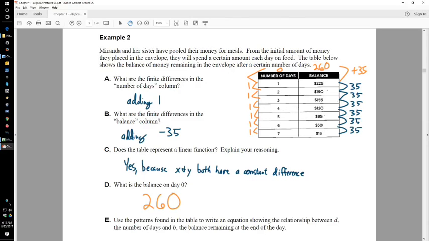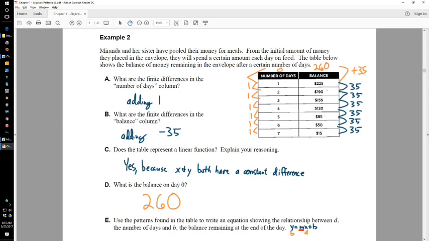Then it says use the pattern found in the table to write an equation showing the relationship between D, the number of days, and B, the balance remaining at the end of the day. Remember, this is linear, so it's y equals mx plus b. They want D, the number of days, so that's my x column, so I'm going to put a D for x. And they want B, the balance remaining, that's my y value, so I'll put a B. Don't forget, that's your rate of change.